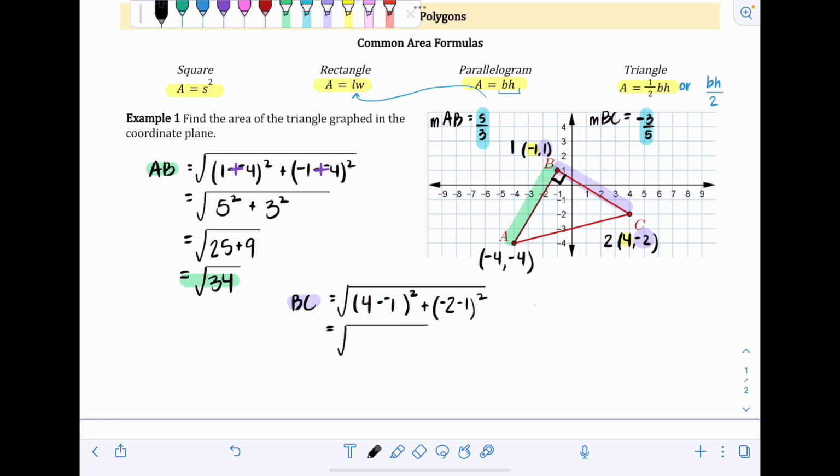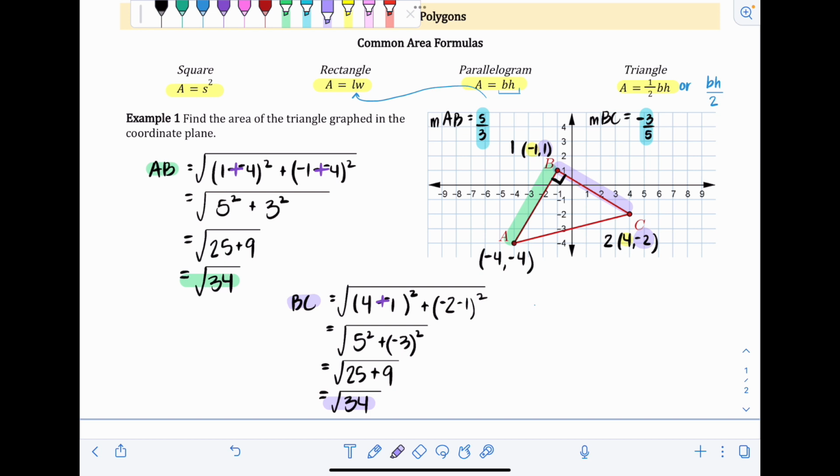And then inside the parentheses now, 4 minus -1 turns into 4 plus 1, so that's 5 squared. And then for my y's, -2 minus 1 is -3, and then we have to square that. 5 squared is 25. -3 squared means -3 times -3, so it's a positive 9. And then 25 plus 9 is 34, so the square root of 34. And 34, again, doesn't have any perfect square factors, so we can't simplify it, but I'm just going to leave it as is.